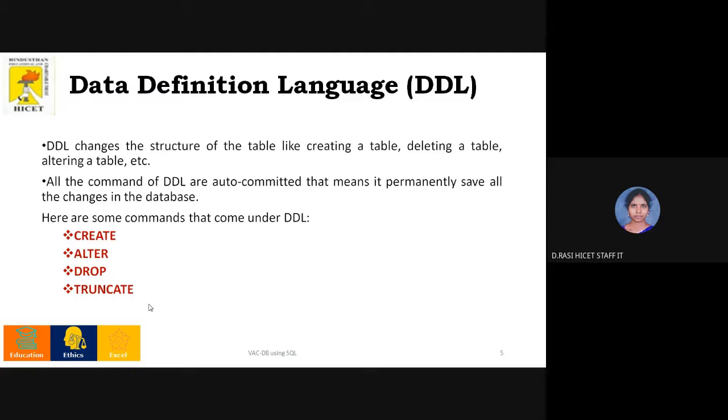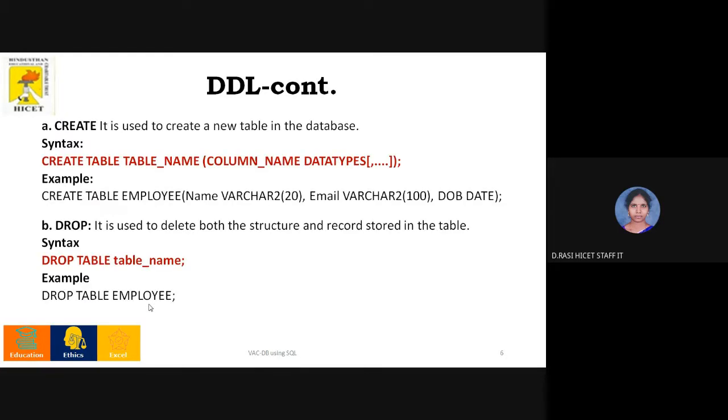So some of the commands we are going to learn in DDL are create, alter, drop, and truncate. So what is the syntax for create? Create table name, and then we are going to specify a column name along with the data type, etc. For example, if you want to create a table of employee, create table employee. Within that bracket, we are going to specify the name of the attribute along with the column data types. For example, the employee table will have name as an attribute and email as another attribute, and name will be in varchar and email also in varchar. And date of birth, in the sense it is in a date format.